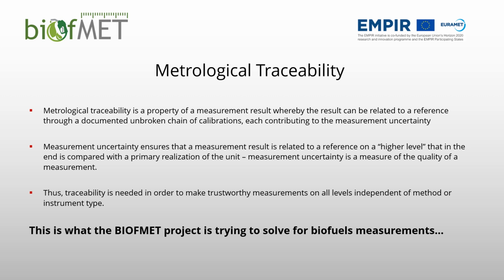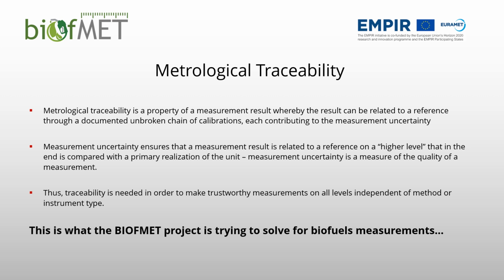Now we are close to the end of this presentation. We learned that metrological traceability is a property of a measurement result, whereby the result can be related to a reference through a documented and unbroken chain of calibrations, each contributing to the measurement uncertainty. Measurement uncertainty assures that a measurement result is related to a reference on a higher level that in the end is compared with a primary realization of the unit. Remember the calibration hierarchy. Measurement uncertainty is a measure of the quality of the measurement.